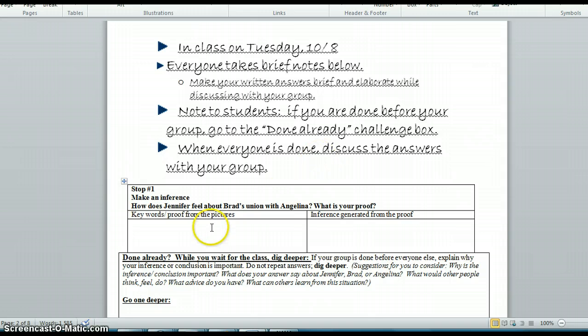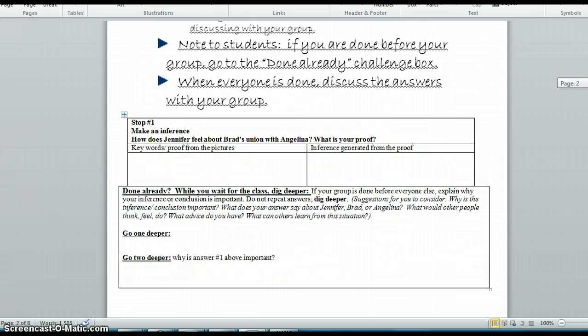So let's look at the first stop. I'm going to show a PowerPoint with a bunch of pictures, and I'm going to say stop one. Your group stops. You decide your group roles. You go take notes. Here's the question. Make an inference. How does Jennifer feel about Brad's union with Angelina? What's your proof? Don't write this now, please. In class, you're going to write something: keywords from the pictures and an inference generated from the proof.